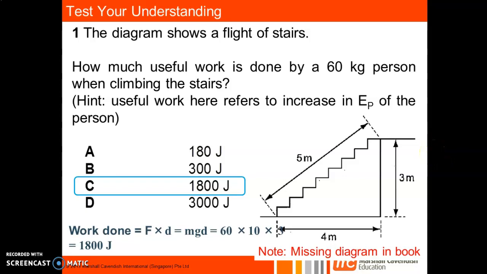Remember that for work done, the distance traveled must be in the same direction as the force. I did mention that the weight is pointing down, you are going upwards, right? Because the weight is pointing down, to lift up, I need to point upwards. So you should be using 3 meters instead of 5 meters. Take note of this. Alternatively, some of you can use work done equals gain in gravitational potential energy, that's mgh. Remember h is always the height. So we are also using 3 meters, and this will give me the answer as 1,800 joules.